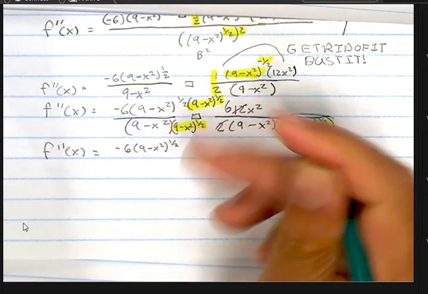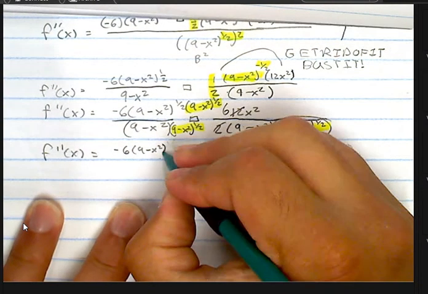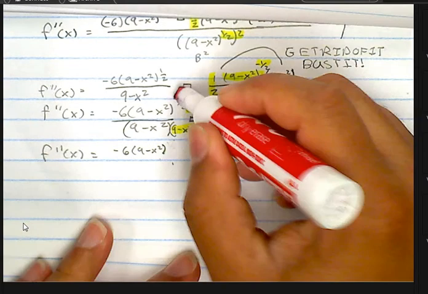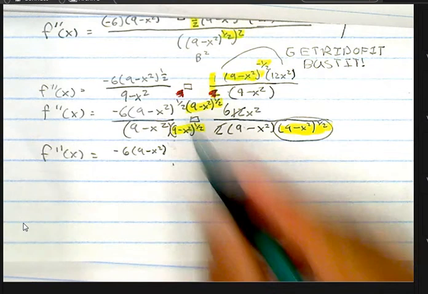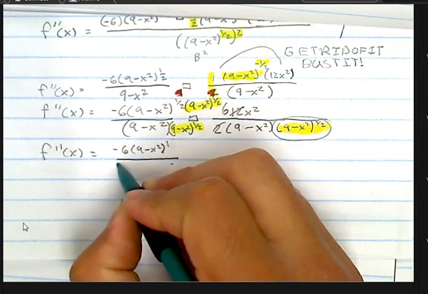Now, 1 second. Notice these 2 exponents right here. When I multiply, I add the exponents. So it becomes 1. Never multiply the bottom.